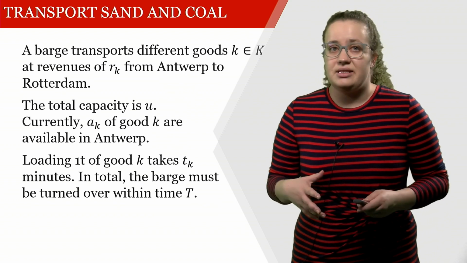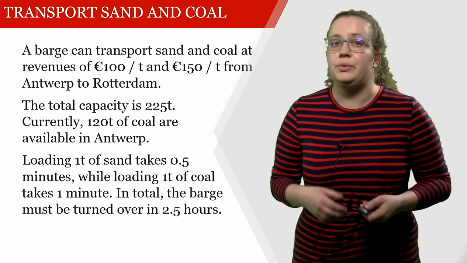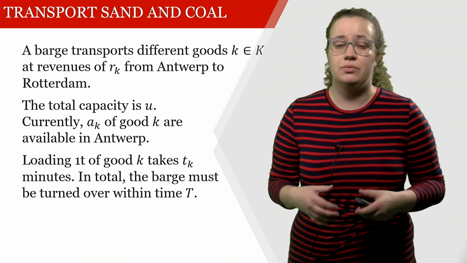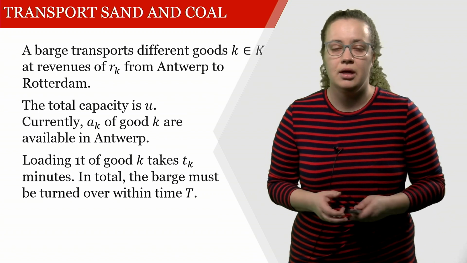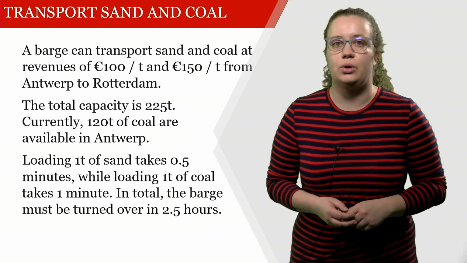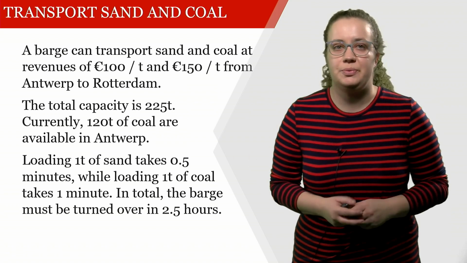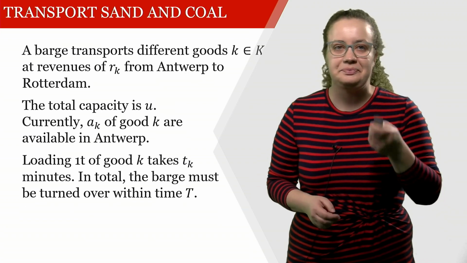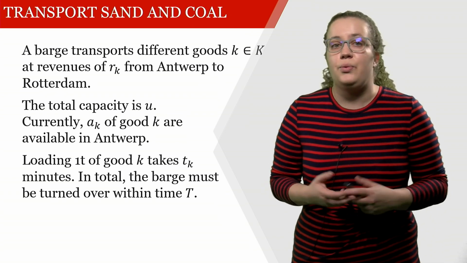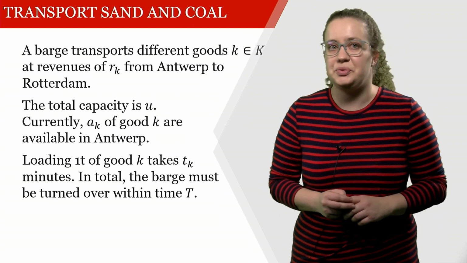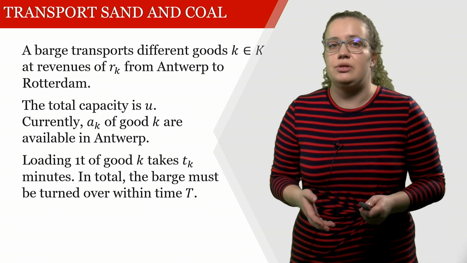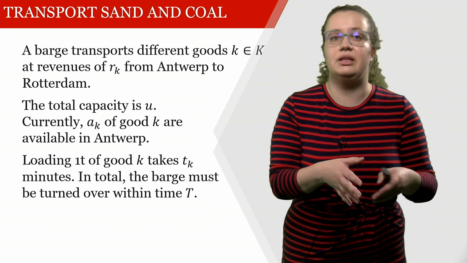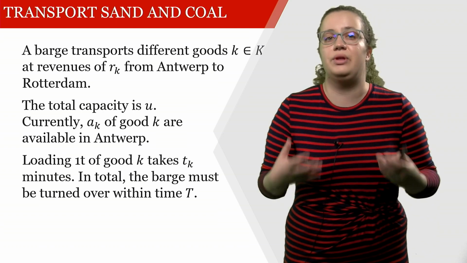Then we have a total capacity of U, which on the previous slide was 225 tons. Then we have an availability A_k of good k, which on the previous slide was only given for coal. But if we look at the total capacity, we would also be able to say for sand, there's only 225 tons available because we cannot load more anyways. And then loading 1 ton of a good k takes some time, which we denote by T_k. And in total, the barge must be turned over in time T, which means that we have to load everything that we actually want to ship from Antwerp to Rotterdam within this time T.